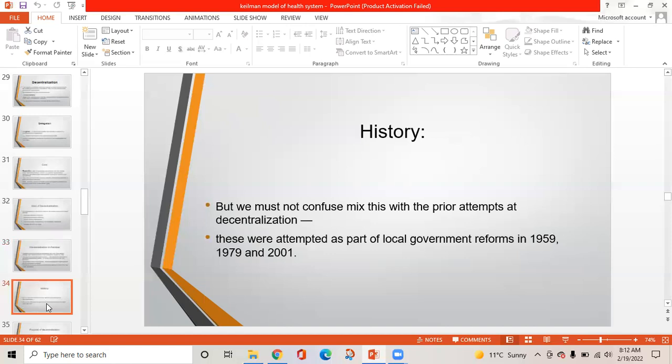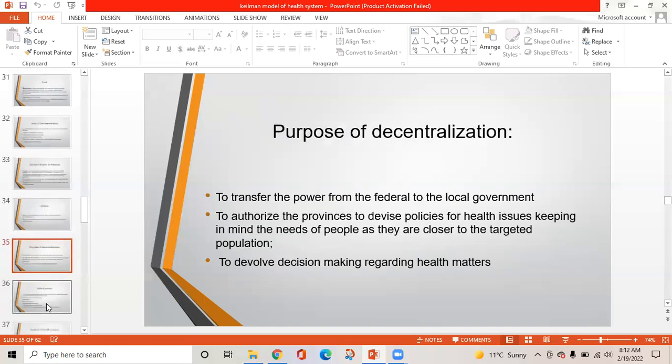History, but we must not confuse or mix this with the prior attempts at decentralization. They were attempted as part of local government reforms in 1959, 1971, and 2001. Purpose of decentralization: to transfer the power from federal to local government, to authorize the provinces to devise policies for health issues, keeping in mind the needs of people as they are closer to the targeted population, and third, to devolve decision making regarding health matters.